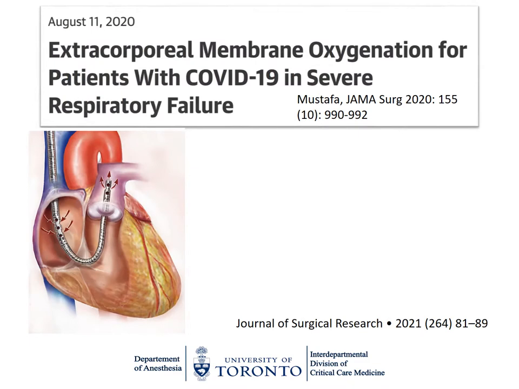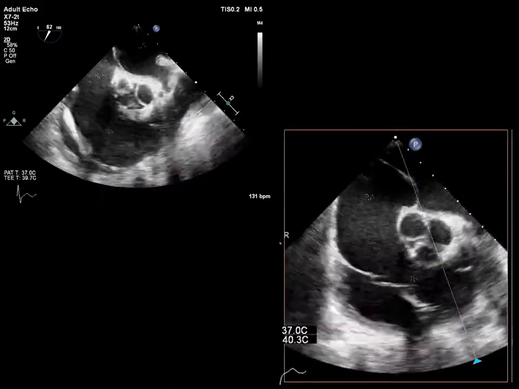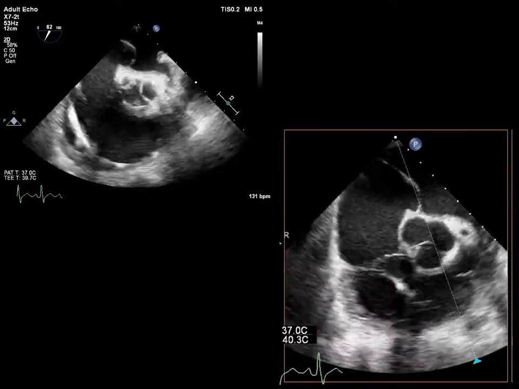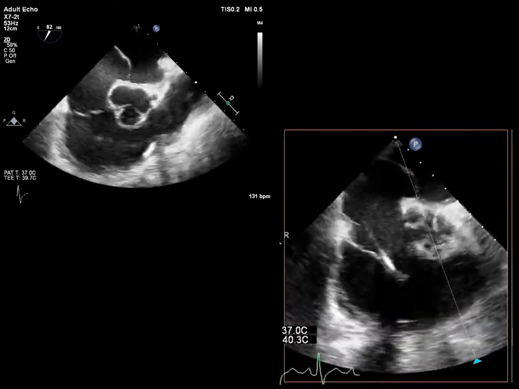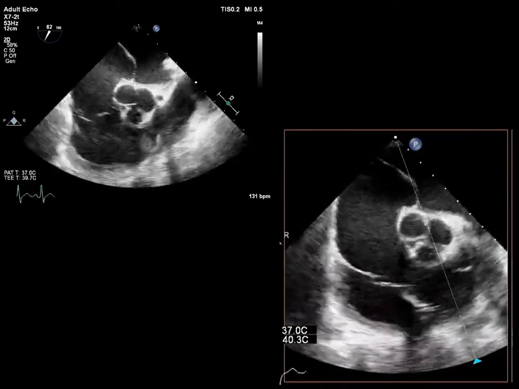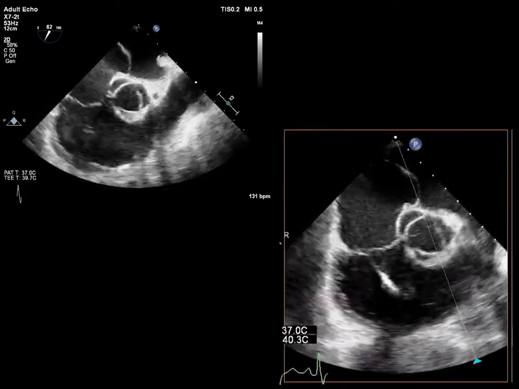So this is the ProtekDuo. Again, drainage in the right atrium, bypassing the right ventricle, and reinjecting in the pulmonary artery. They look like PA catheters, only bigger. So you see the wire lining along the right ventricular wall. In our center, they are placed with both fluoroscopy and TEE.